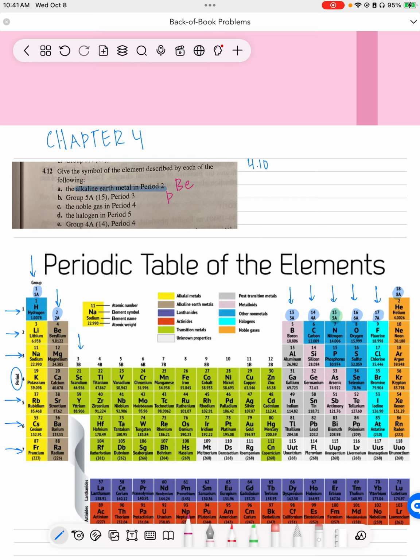And then C is asking for the noble gas in period 4. Noble gases are over here on the end. They're called noble because they don't play with all of the rest of the peasants over here. They have a full octet in their outer shell, so they don't really need to bond with anybody. They're perfectly happy existing by themselves. So the noble gas group is the very last. And then we want to go to period 4. 1, 2, 3, 4, krypton.